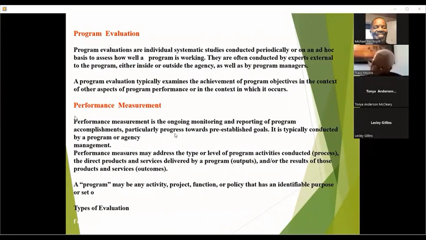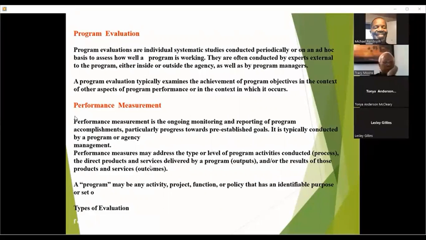Program instruments are what you're going to use to measure whether or not you're doing what you say you're going to do. It's all based upon what you say your goal was, and now we're going to measure whether or not you're actually doing what you say you're going to do.